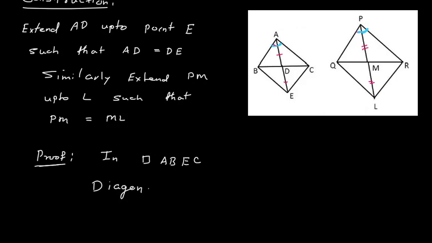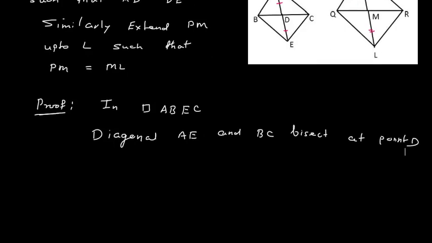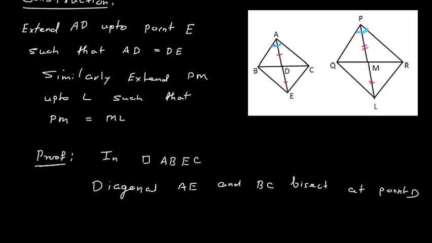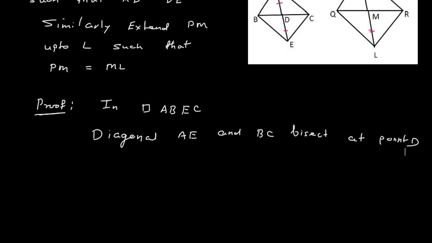So diagonals AE and BC bisect at point D. Okay, already we know that D is the midpoint of BC. Now we have done the construction that AD is equal to DE, so D will become the midpoint of these two diagonals. So diagonals AE and BC bisect at point D. Therefore this quadrilateral ABEC is a parallelogram.